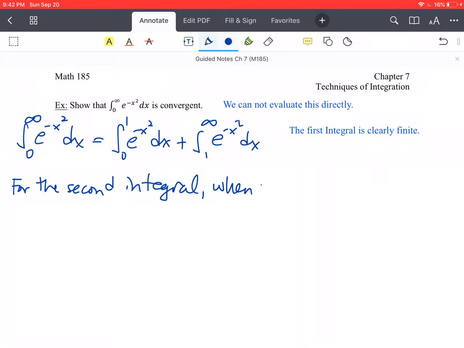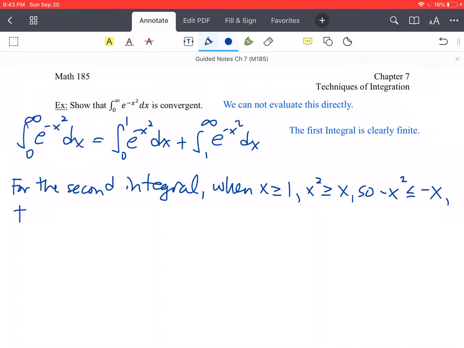So we're dealing with x greater than or equal to 1. So when x is greater than or equal to 1, hopefully we can all agree that x squared is greater than or equal to x. Right? I mean, you could even just picture multiplying both sides of that by x to get that result. Okay, but when x is bigger than or equal to 1, x squared is bigger than or equal to x. So negative x squared is less than or equal to negative x. Right? Because if you multiply by negative 1 to an inequality, you flip the sign.